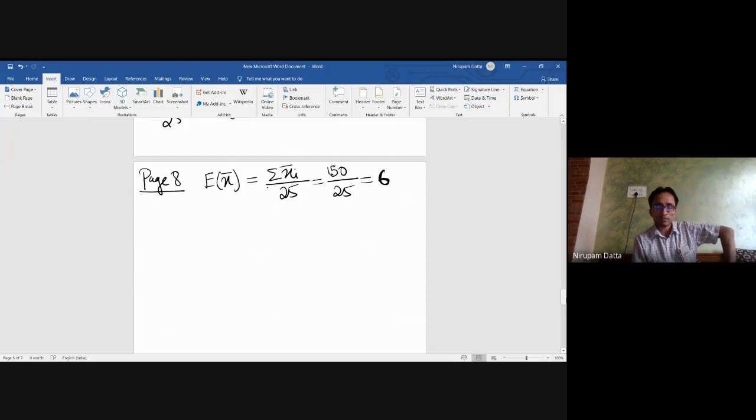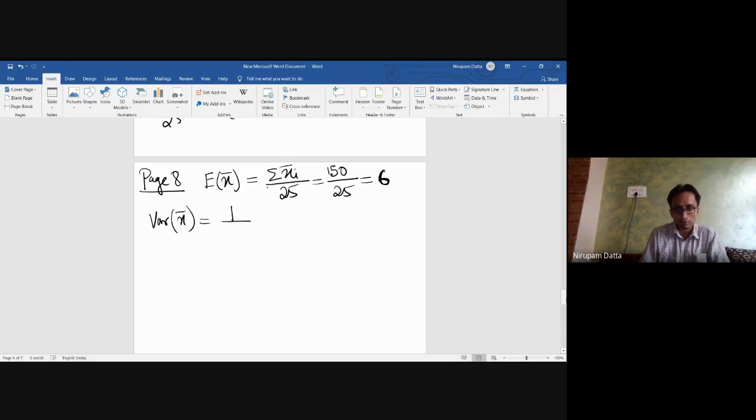And what is the test statistic? We're trying to find the mean. So the test statistic is the mean, and the mean of the sampling distribution of the test statistic is 6. Now we'll have to find the variance of this sampling distribution of the test statistic, that is the variance of x bar.